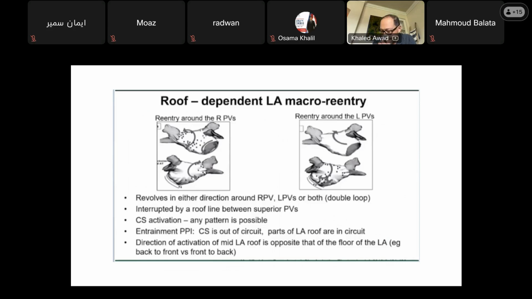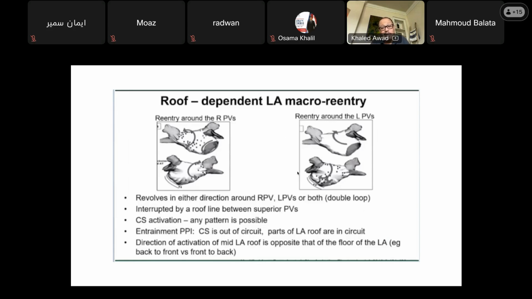Roof-dependent flutters require some form of slow conduction involving the roof, and also some path that is protected by an anatomic barrier like the veins. So they can spin around the right veins or the left veins, which changes the P wave morphology a little bit, but essentially they need some slow conduction on the roof.